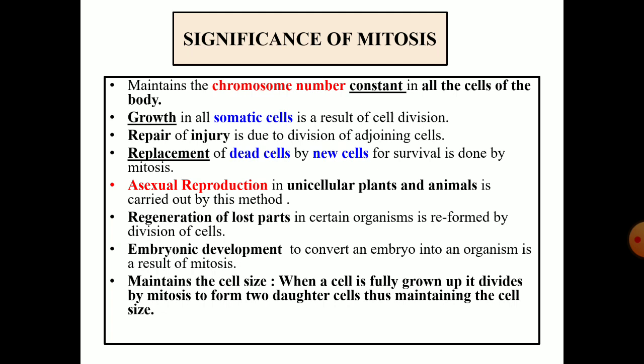Asexual reproduction in unicellular plants as well as animals is carried out by mitotic cell division. Regeneration of lost parts. Just like when the lizard loses its tail sometimes, it is reformed by division of cells by mitosis. Embryonic development to convert the embryo into an organism is a result of mitosis. Maintenance of cell size. When the cell is fully grown up, it divides by mitosis to form two daughter cells, thus maintaining the cell size.